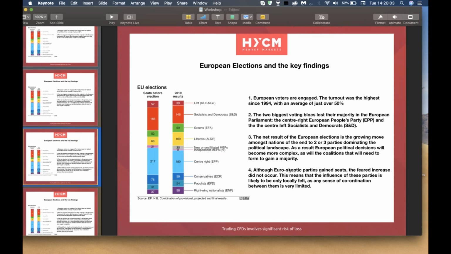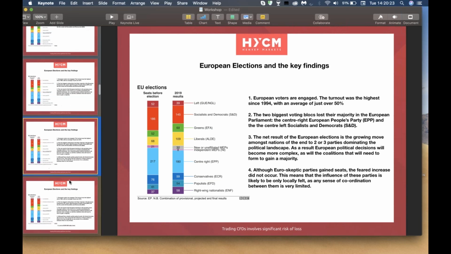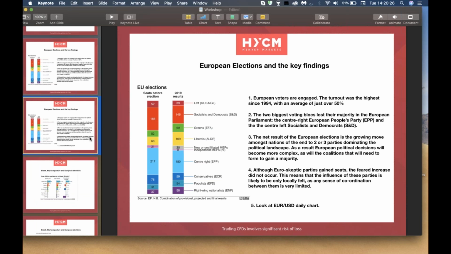Fourthly, although Eurosceptic parties gained seats, the feared increase did not occur. So this means that the influence of these parties is likely to be only locally felt. The right-wing nationalist movements did gain seats, but it wasn't in huge swathes. So any feared undue influence they could have has gone to the background. Let's look at the euro US dollar daily chart here.